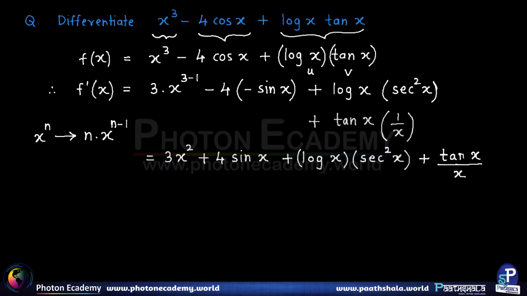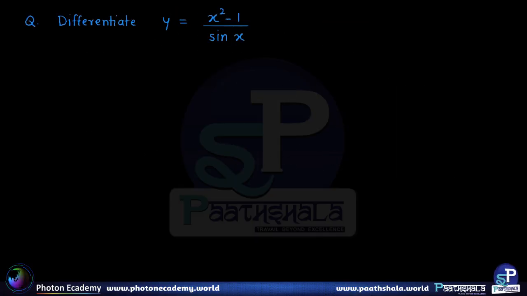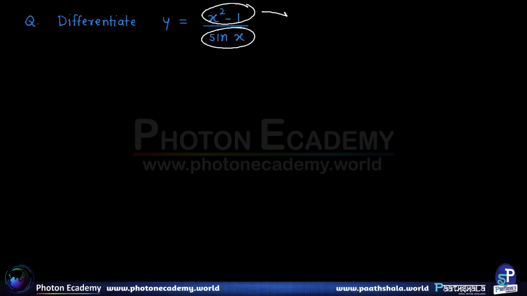Let's see one more question. Differentiate y given by x square minus 1 whole upon sin x. So here we see that it is of the form u by v. So where we can call this numerator as u and the denominator as v. So we see that we have to use the division rule.